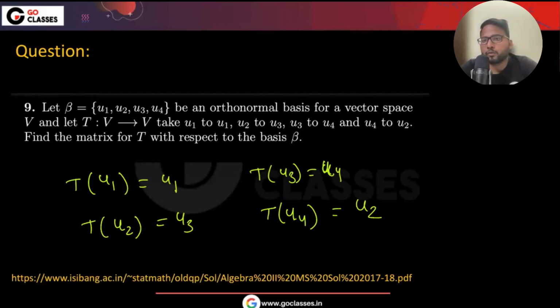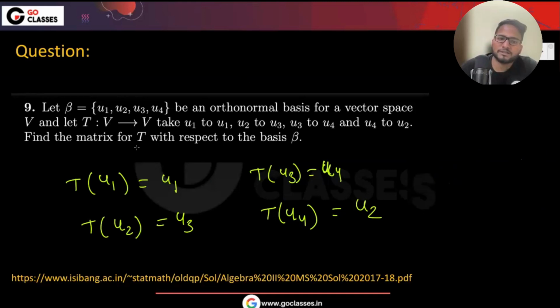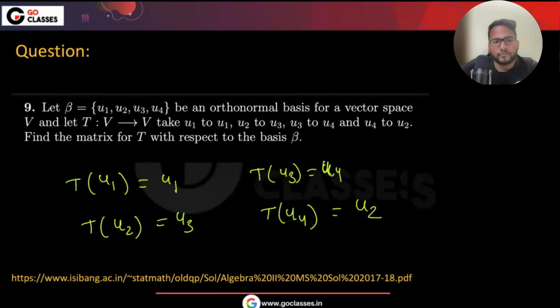What you need to do, what is the final answer? The final answer should be this one, right, with respect to basis B, and then T of U2 with respect to basis B, like this. Can you do this? This is interesting, easy, whatever you like to call. Okay. Just try this. This should be doable.